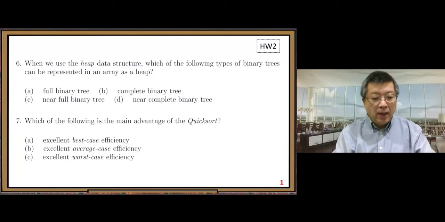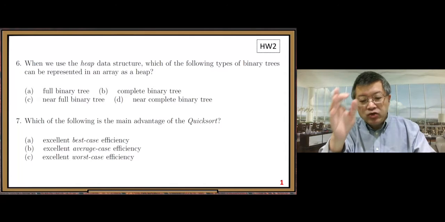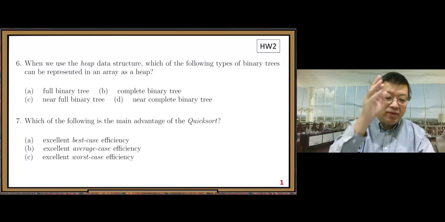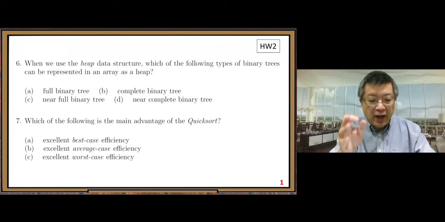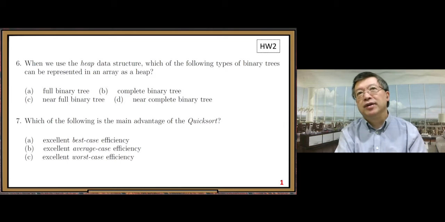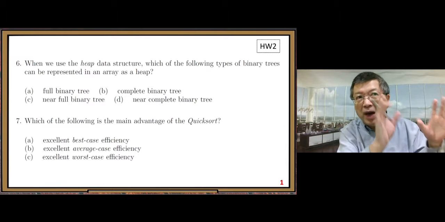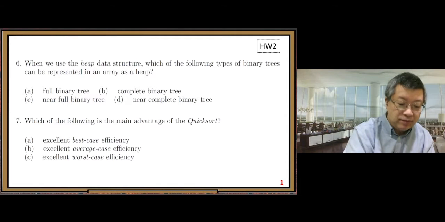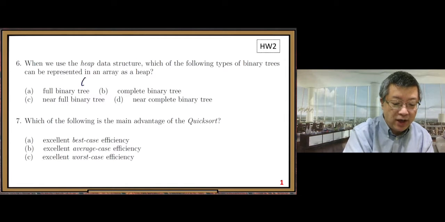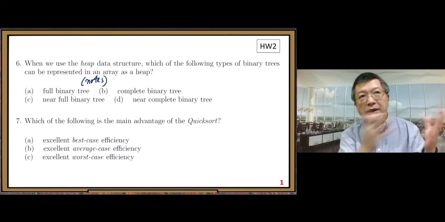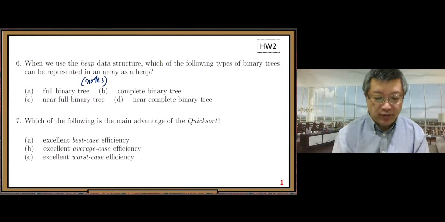Number 6. When we use the heap data structure, which of the following types of binary trees can be represented in the array as a heap? First, full binary tree. The definition of full binary tree. If you just go back to our notes, you can get the answer. The answer for this one is a direct answer from the notes. If you find the right notes, you can see it. We talk about that.